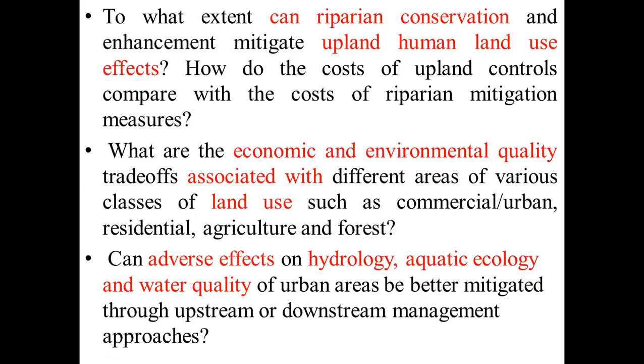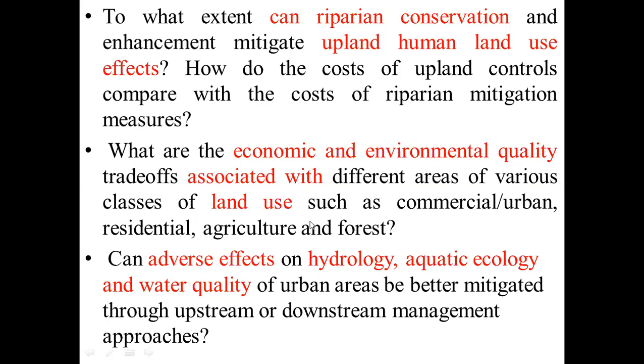Okay, so riparian conservation is the utmost parameter, and if a riparian is conserved, how it can affect human land use is also studied. And what are the economic and environmental quality effects? So if you're trying to use this land for water, how will the environmental quality be when you're safeguarding it, and what would be the land use?